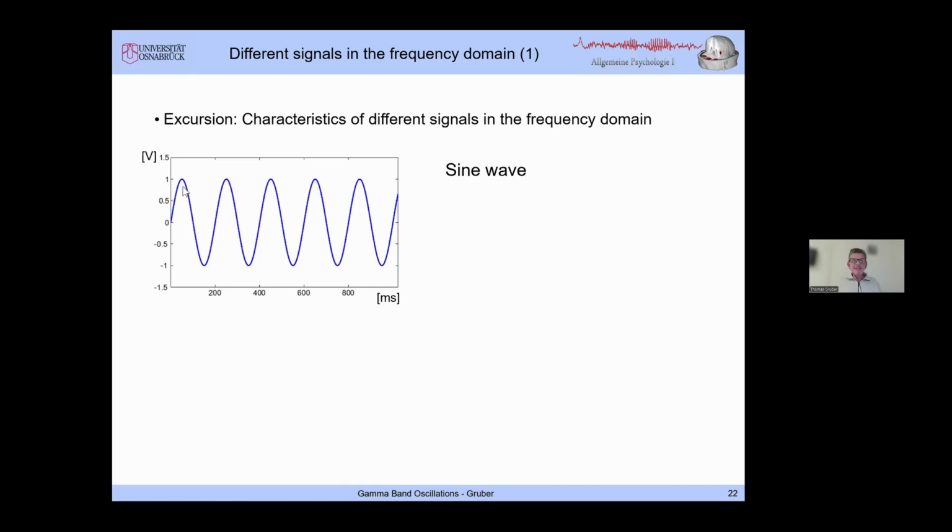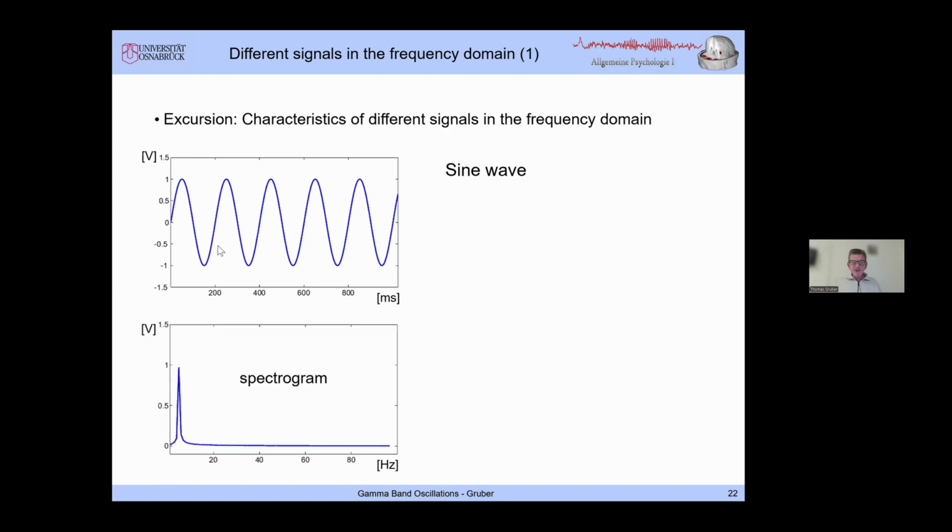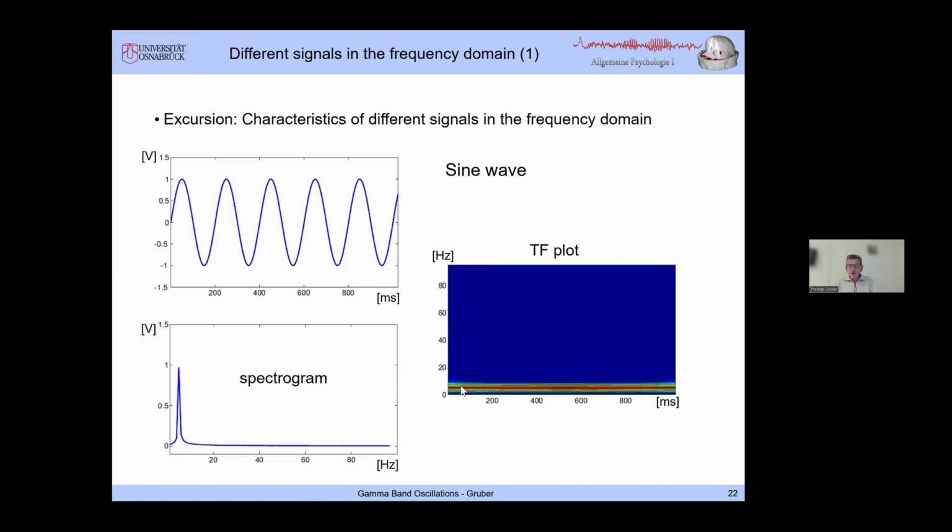For example, if you have a sine wave in the time domain, a really pure sine wave, and you do a frequency transform and you look at the spectrogram, then you just see one peak, exactly at the frequency of this oscillation, in this case at 5 Hertz. And if you use a time by frequency transform, then you see an ongoing red blob at 5 Hertz. So this is straightforward. Sine wave, one peak in the spectrogram. Now let's look at a different signal, a square wave.